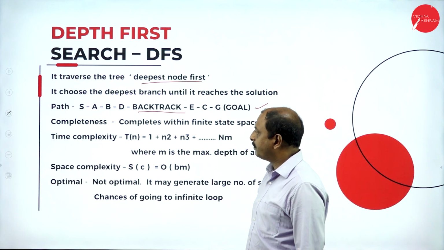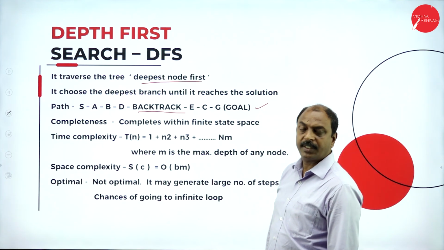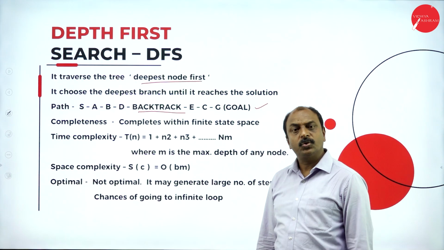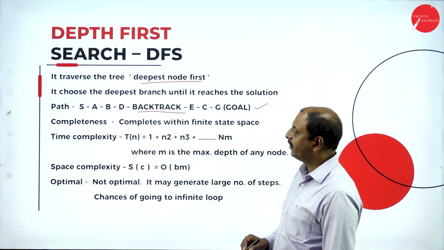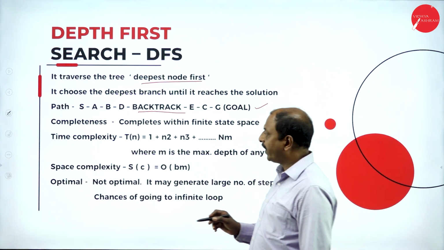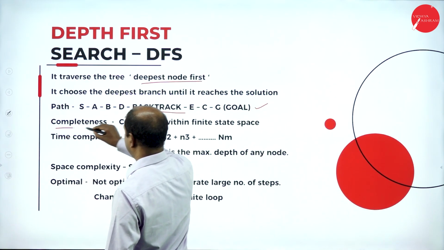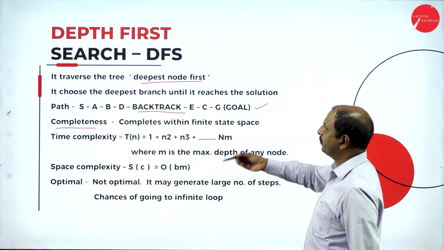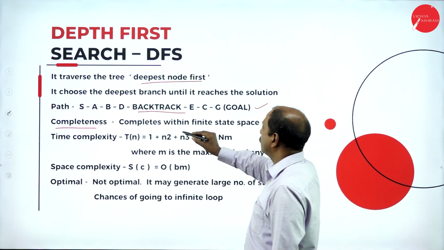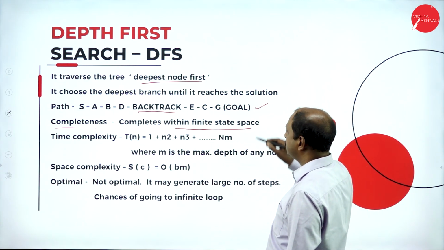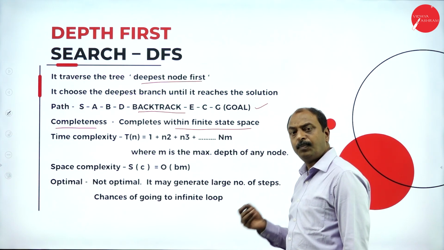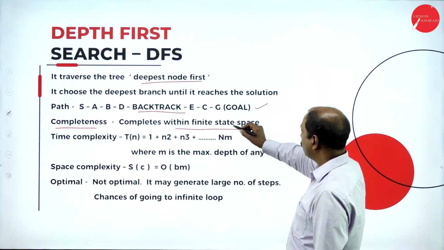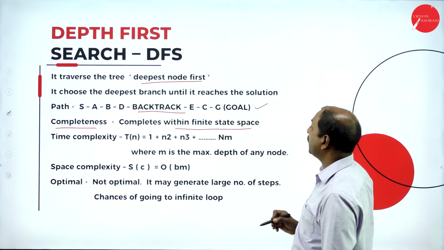As we have seen in the previous session, we have to consider the 4 important factors to know the quality of this type of algorithm. One is completeness. So what about the completeness of this algorithm? See, it is going to complete within the finite state space. So this algorithm is complete, or is going to reach the goal within the finite state space.